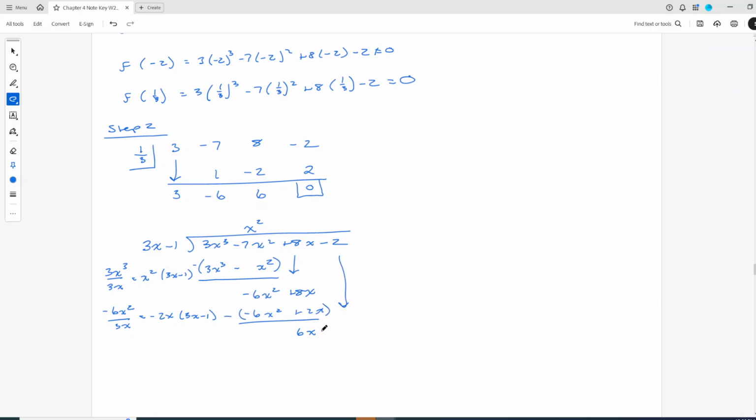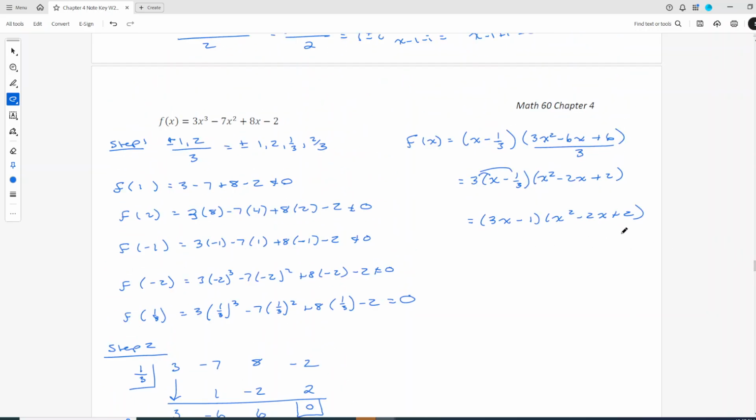Then we bring it on down. 6x divided by 3x gives you 2, times 3x minus 1 gives you 6x minus 2. Yay, remainder of 0. I got excited and forgot to write my quotient. So it's minus 2x, and then plus 2. So using long division, I got to this answer here.